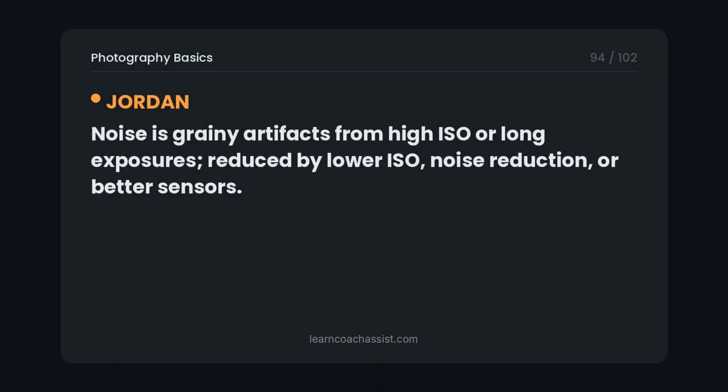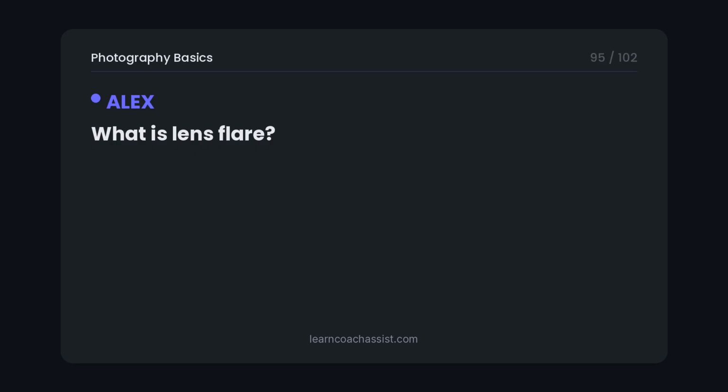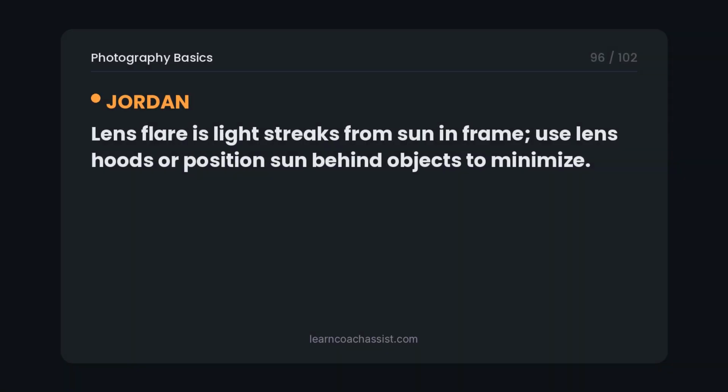What is noise in images? Noise is grainy artifacts from high ISO or long exposures, reduced by lower ISO, noise reduction, or better sensors. What is lens flare? Lens flare is light streaks from sun in frame. Use lens hoods or position sun behind objects to minimize.